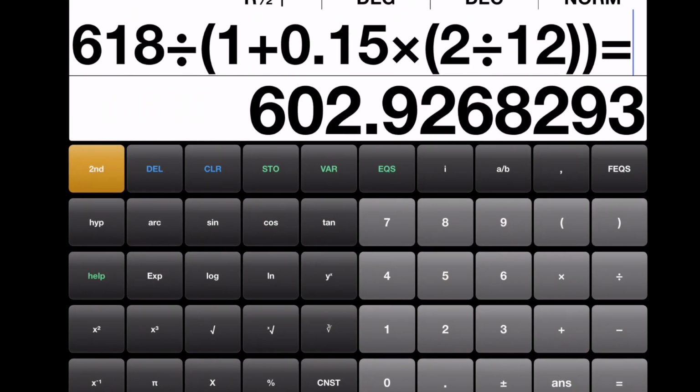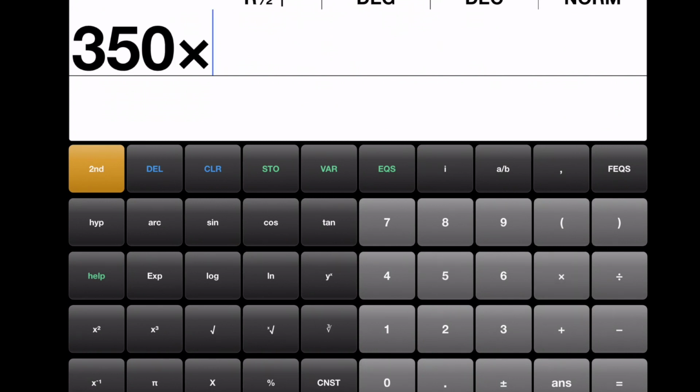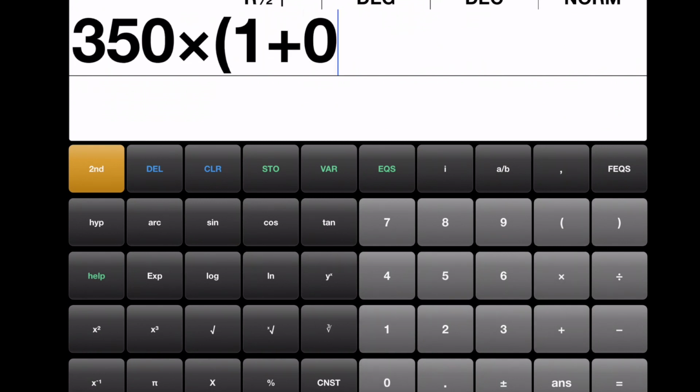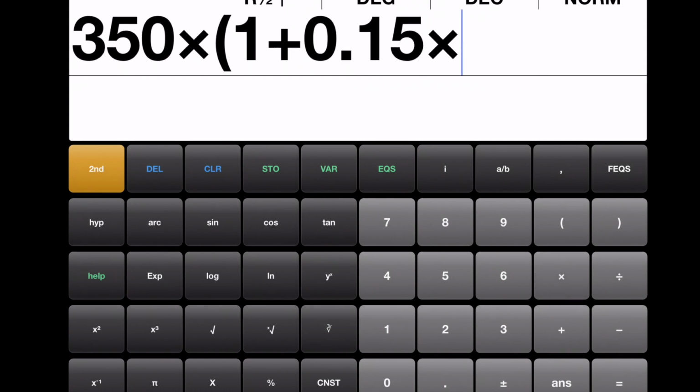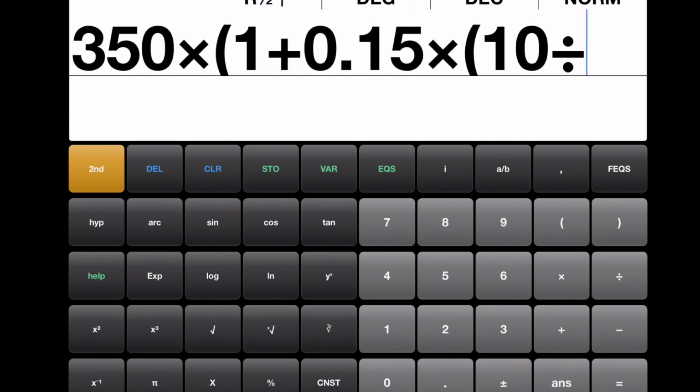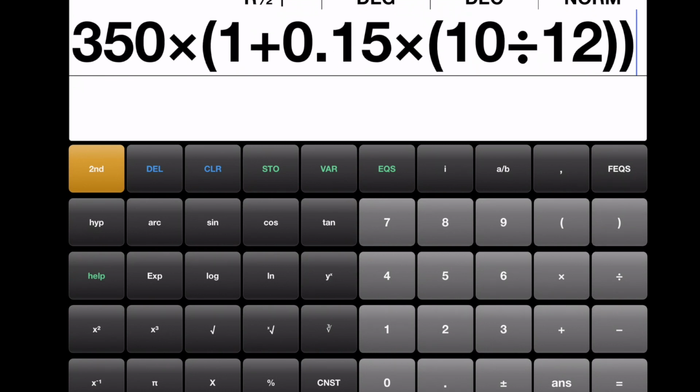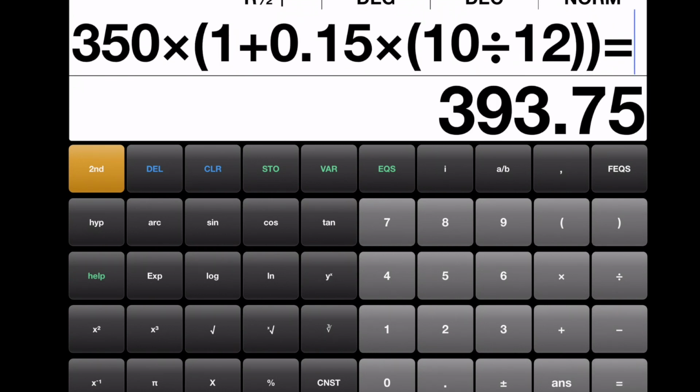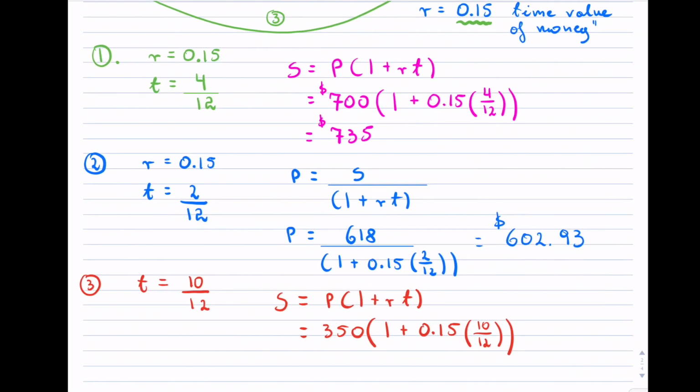So we have 350 times, open bracket, 1 plus 0.15 times 10 divided by 12, close the bracket, and equals 393.75. So again, this now means that $350 today is equivalent to $393.75 10 months from now.